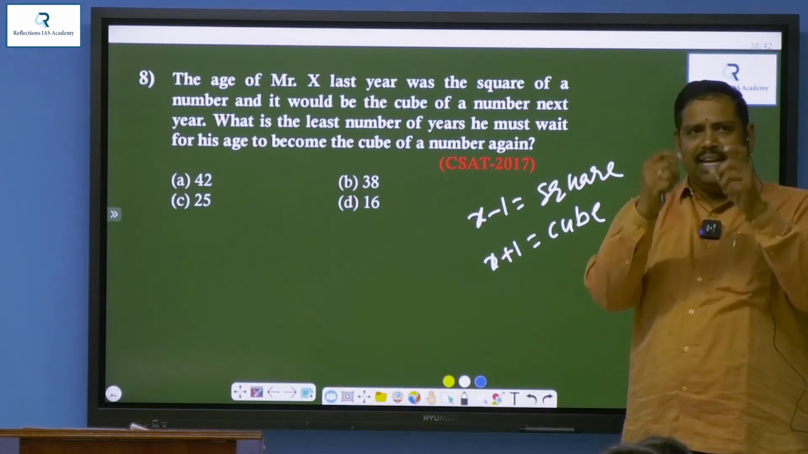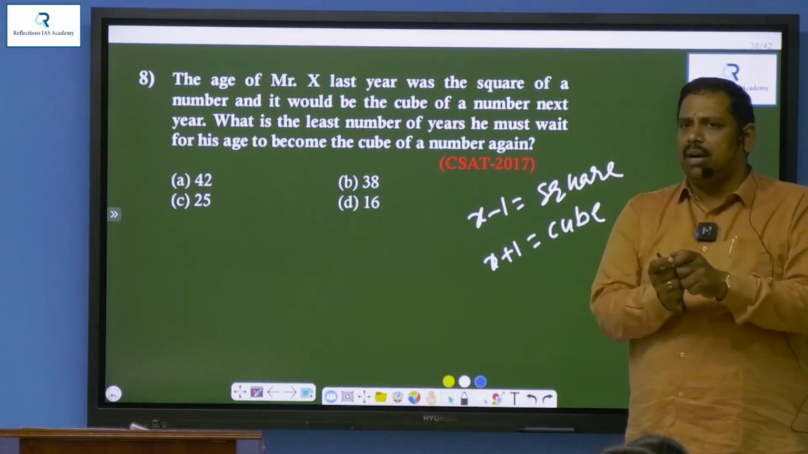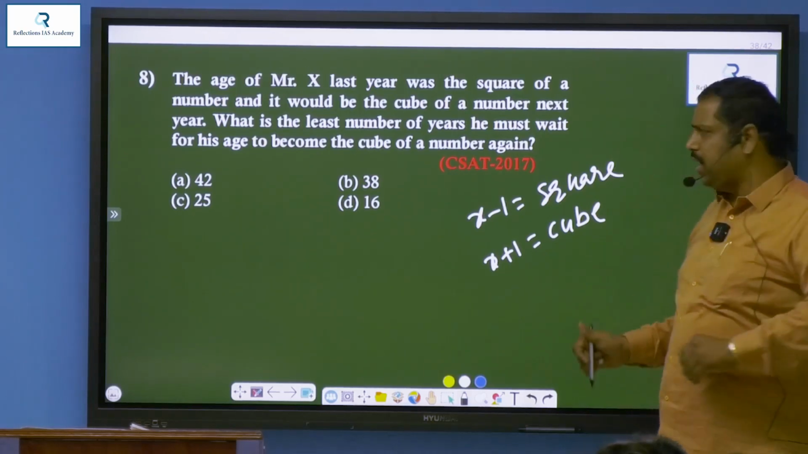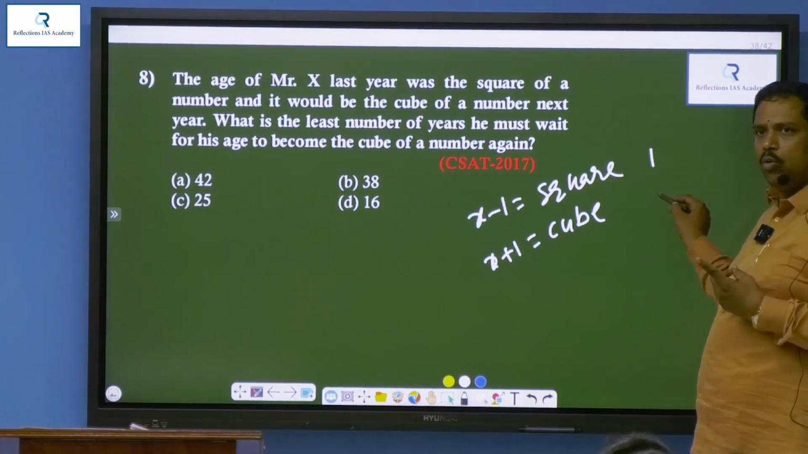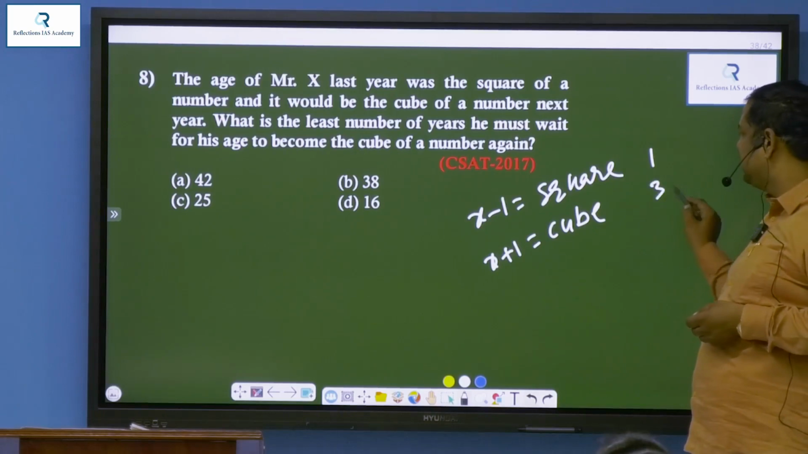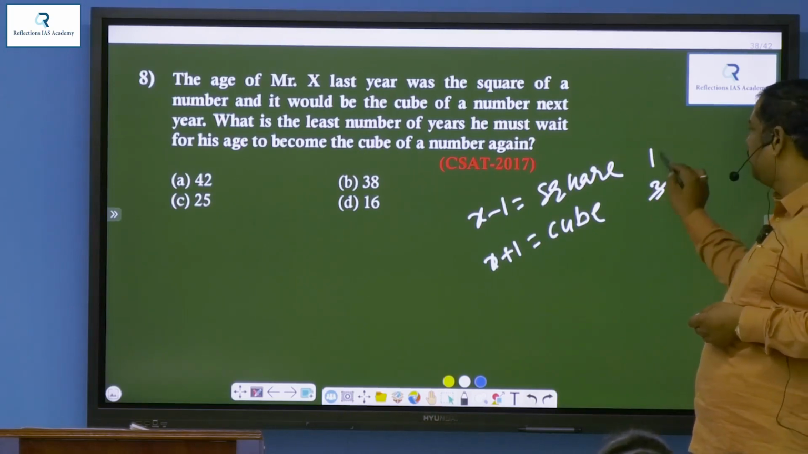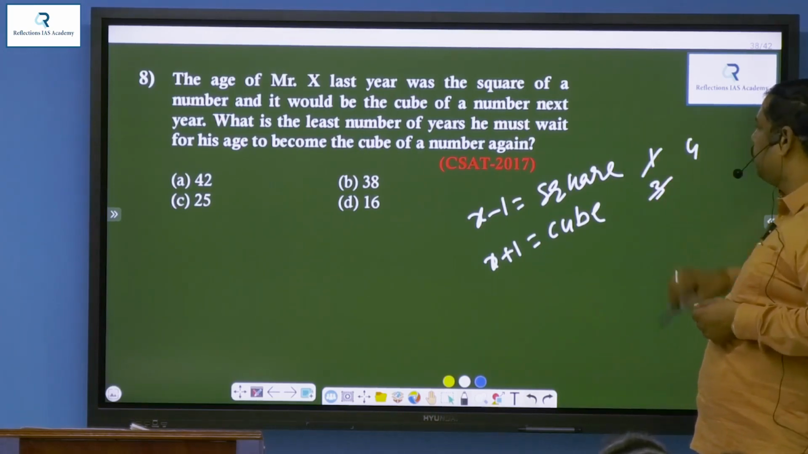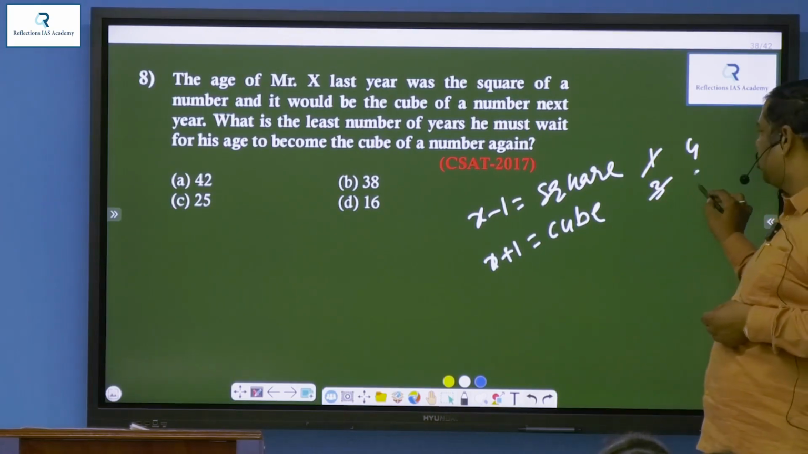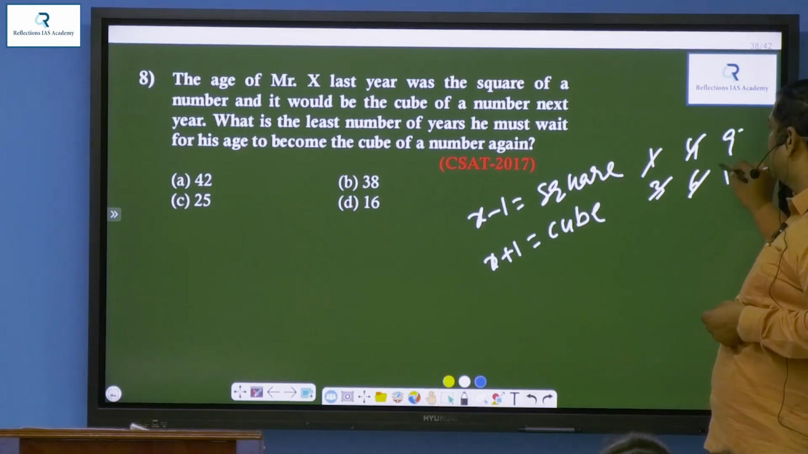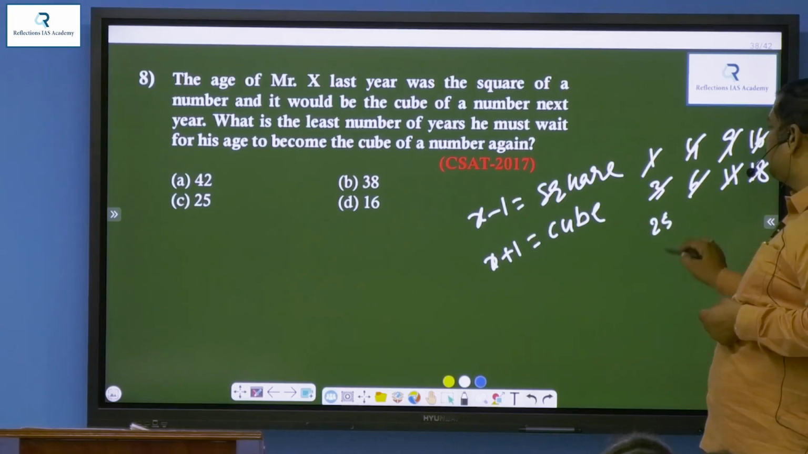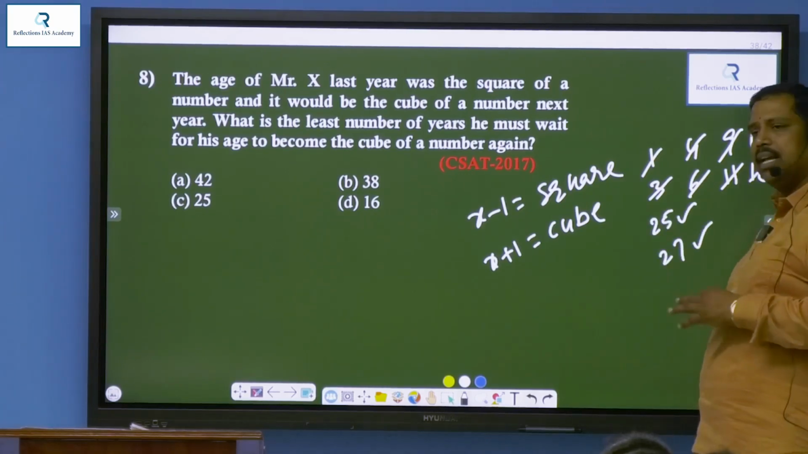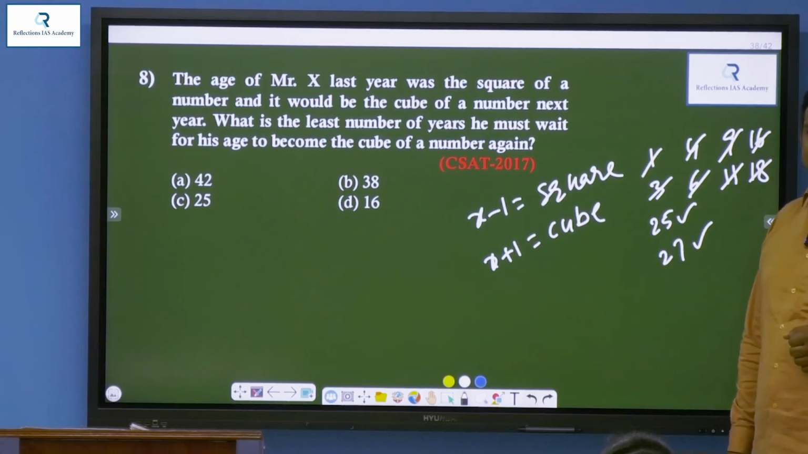I'll try with my level, which means small numbers. Square means if I take 1, plus 2 should be a cube. 1 plus 2 means 3. Is it a cube? No, so this is not. Next square I know is 4, plus 2 means 6. Is it a cube? No. Next square is 9, plus 2 means 11. Is it a cube? No. Next is 16, 18. No. Next is 25, plus 2 is 27. Sir, it's a square and it's a cube. The game is over.